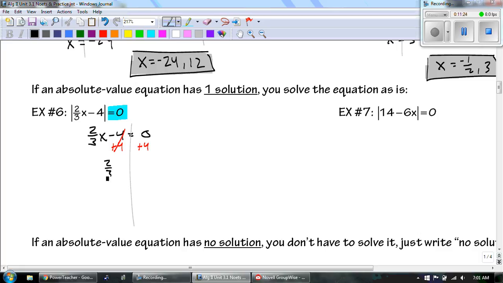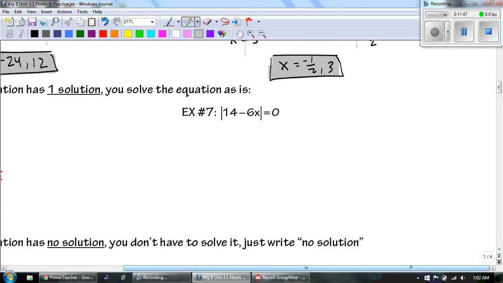We get 2/3 x equals 4. And to solve, we need to multiply by the reciprocal. 4 times 3 is 12. 12 divided by 2 is 6. So we get that x equals 6. Okay, same thing here. The absolute value equals 0.